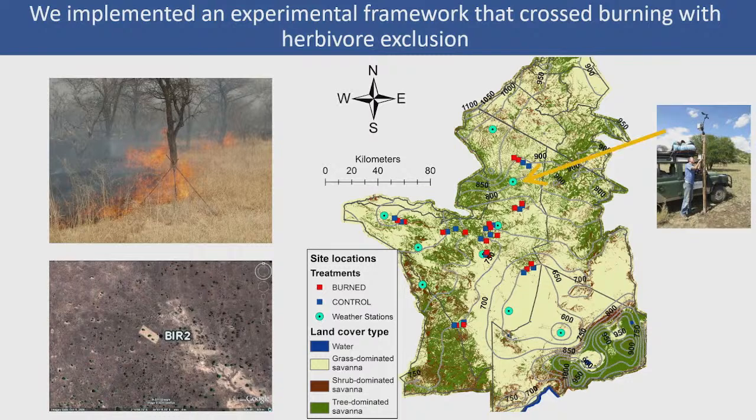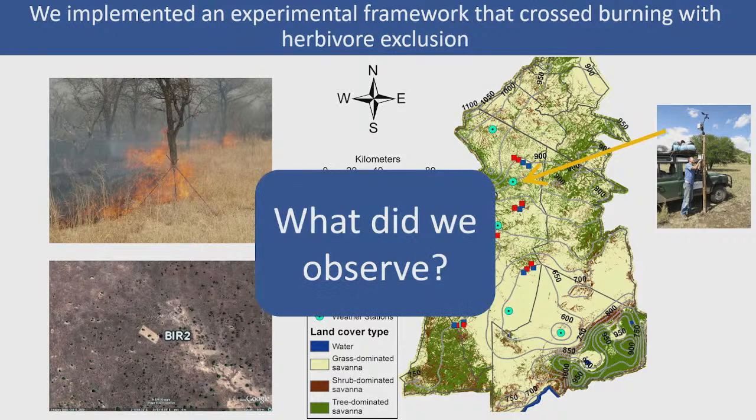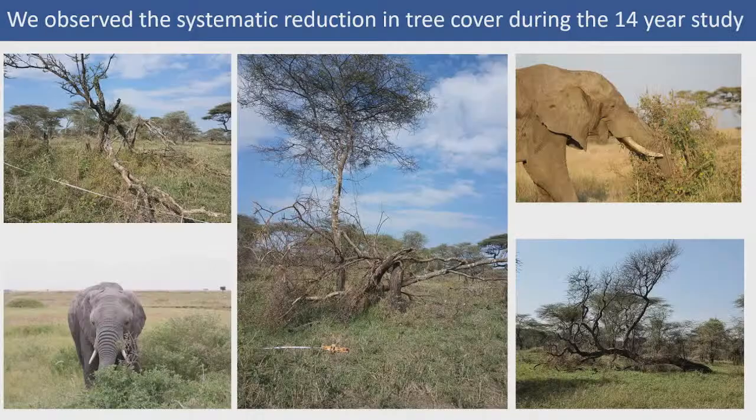We had weather stations across our study site. Again, I don't have time to go into some of these details, but what did we find? What did we find since 2009? What did we observe? Well, we observed, I would say, systematic reduction of tree cover by elephants. Every time we visited these plots, it was just like bulldozers, absolute catastrophe had taken place in these plots through time. Now, that probably doesn't surprise you, because everybody knows the impact of these elephants in these ecosystems.